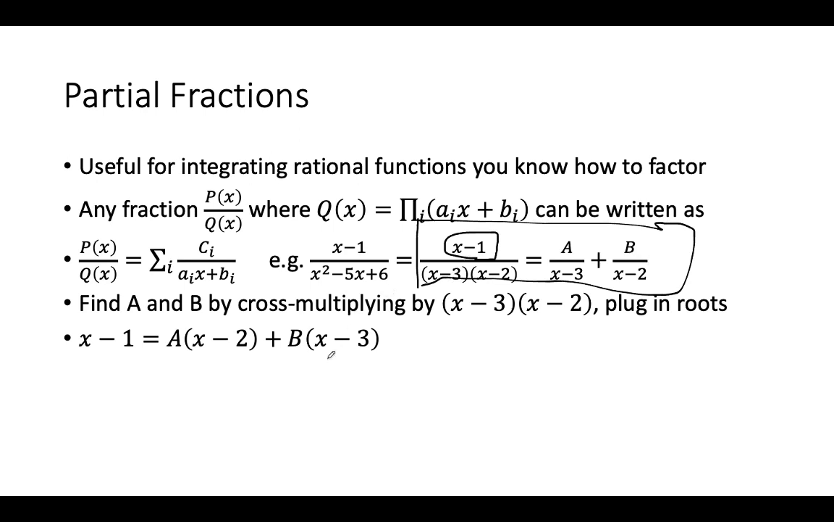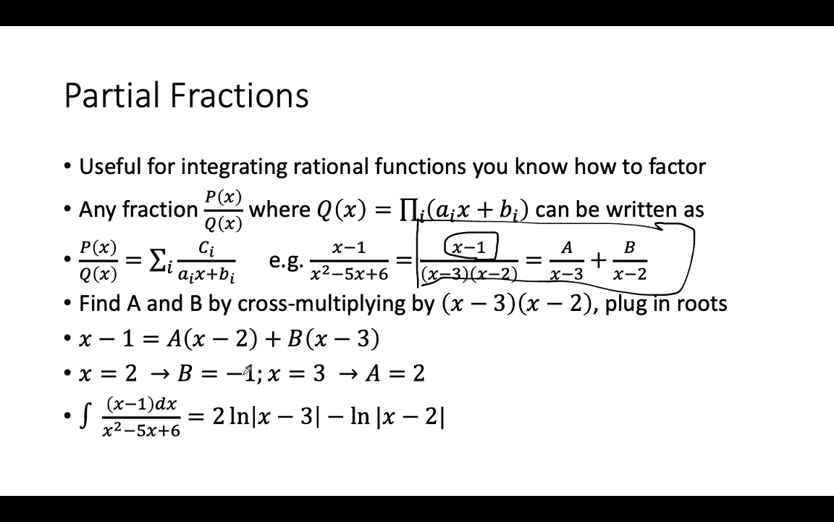Now, it's super easy to find out what a and b are. This is true for all x, because the theorem says so. We plug in x equals 2. So then we just get negative b equals 1, so b is minus 1. You plug in x equals 3, you'll get 2 equals a. So a is 2, b is minus 1. Super easy. And now we know that this is 2 over x minus 3 plus 1 over x minus 2. Just integrate those, they're logs. So now it's 2 ln of x minus 3 minus 2 ln of x minus 2.